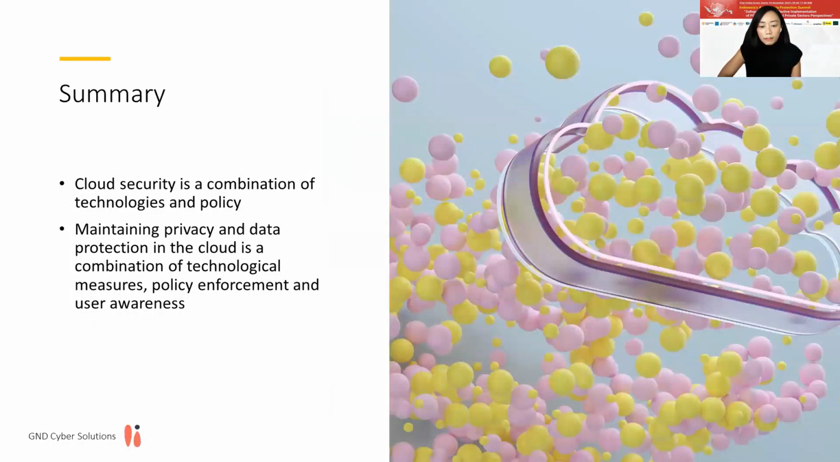Okay, so we've come to the end of my presentation. If I can summarize, cloud security is a combination of technologies and policy. I cannot emphasize this more. We need technology, but we also need it to work with policy in place. Governance is very important, especially when it comes to cyber attacks. You need to have governance in place, really good governance, and that combined with your technology, then you will have a secure cloud environment.